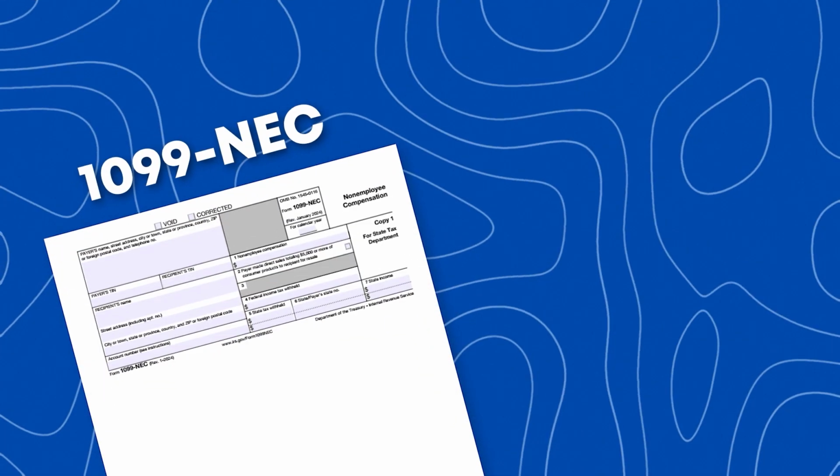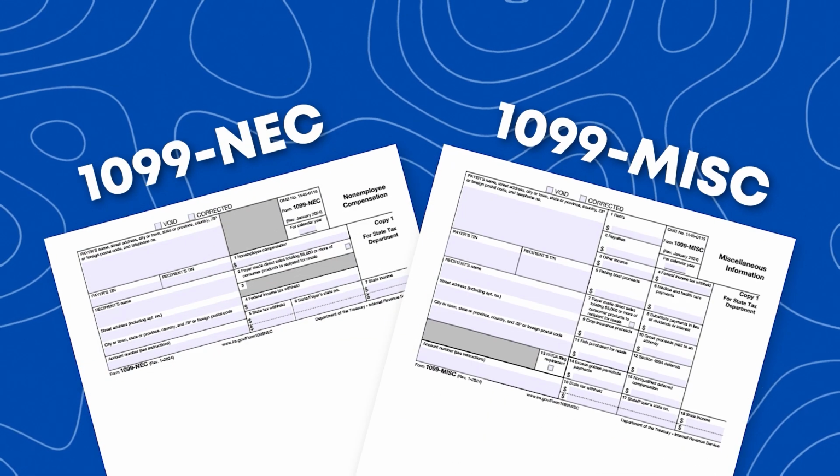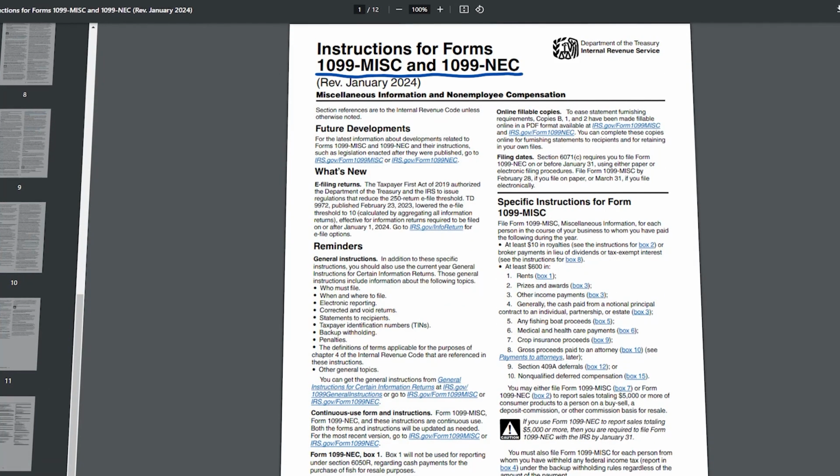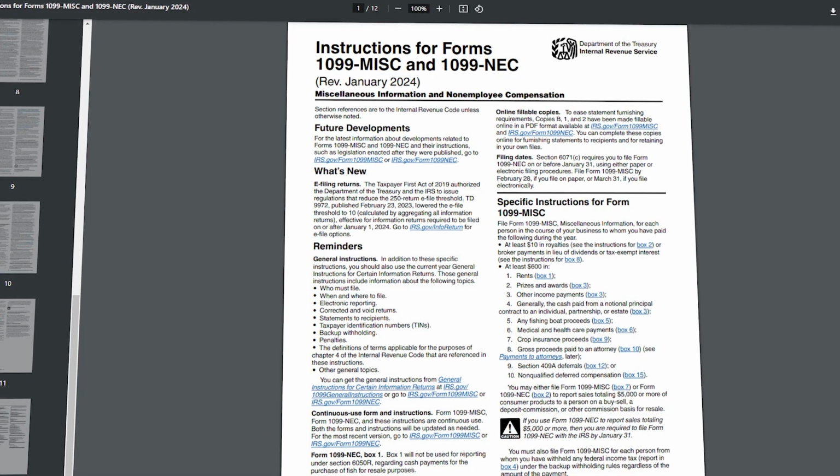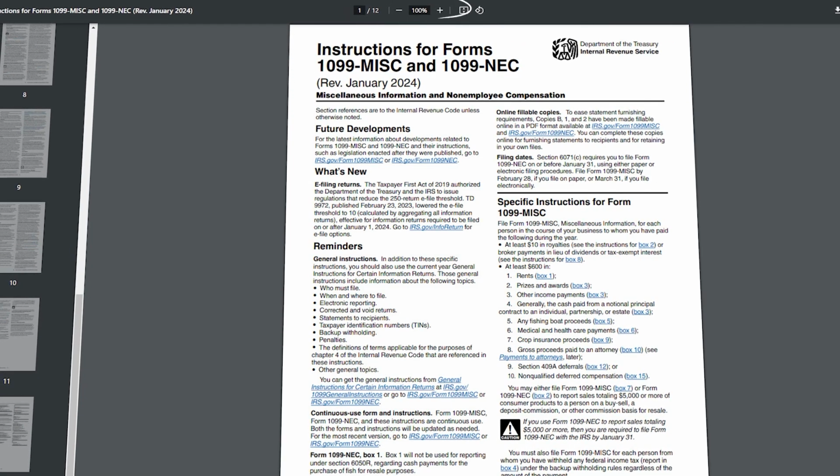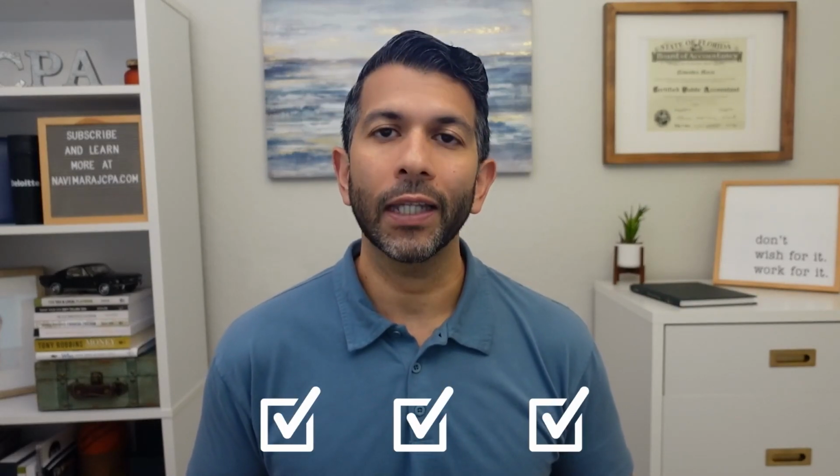Many business owners don't quite understand their responsibilities as it relates to issuing the 1099-NEC and 1099-MISC tax forms, which by the way is totally understandable as the rules are quite confusing. Just look at the IRS instructions for completing these forms. It's 12 pages long. So what I've done is I've compiled this video to provide you with everything you need to know related to 1099.